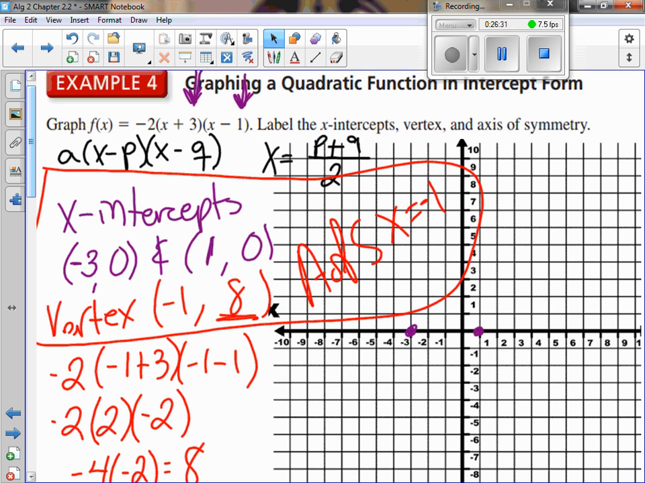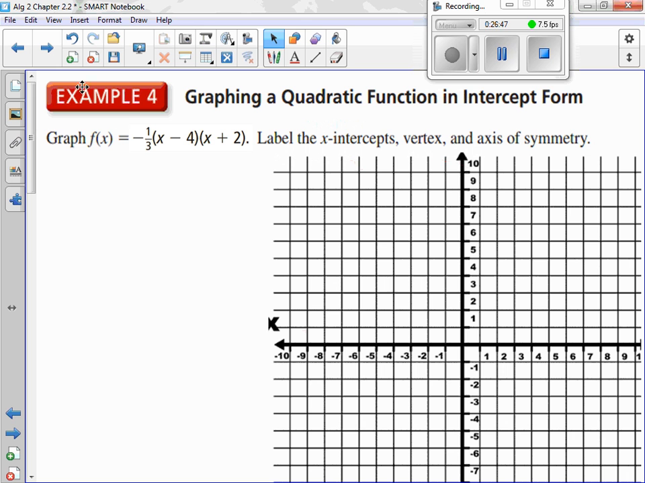Any questions on this here? All right. So we're going to look at this one here, -1/3 times (x minus 4) times (x plus 2). And I think this one's written a little bit bigger than the last ones. Yes? Or no, that's the same small print as the last two.